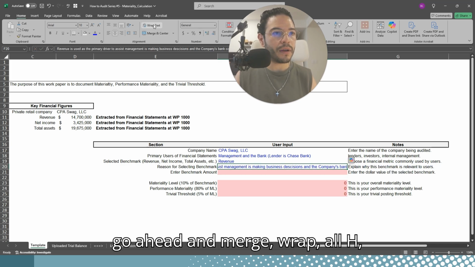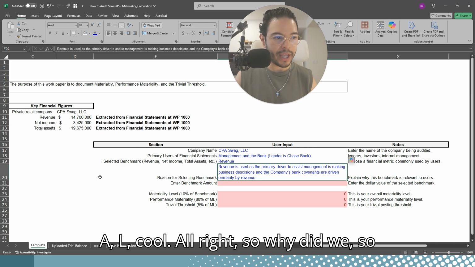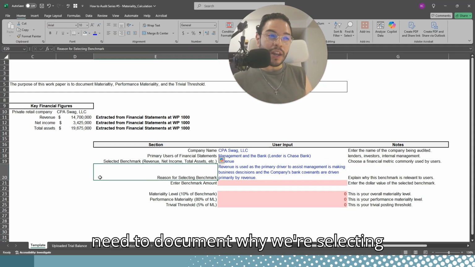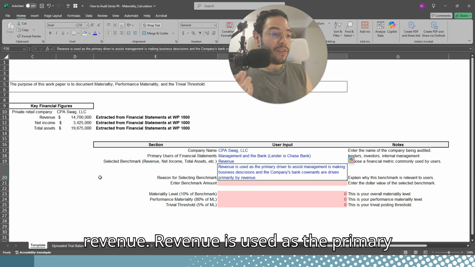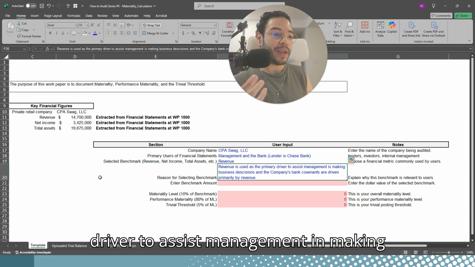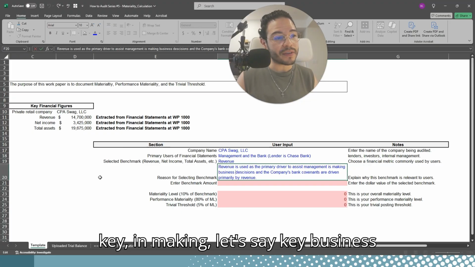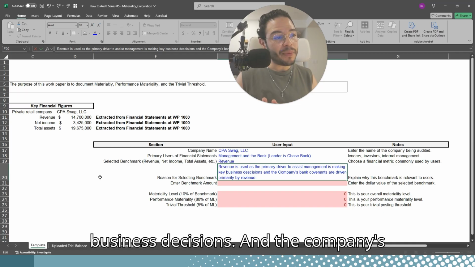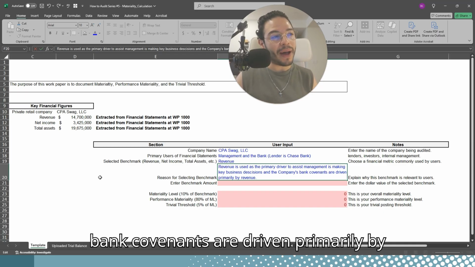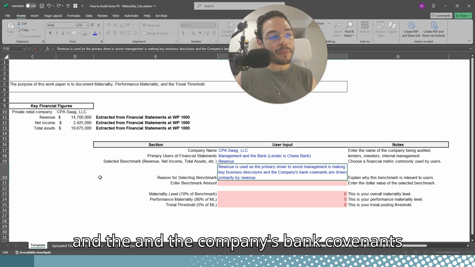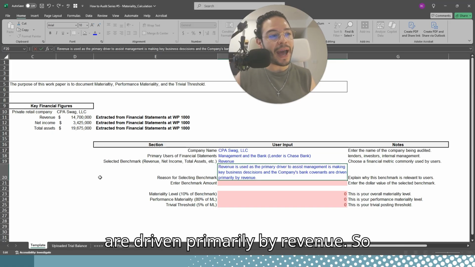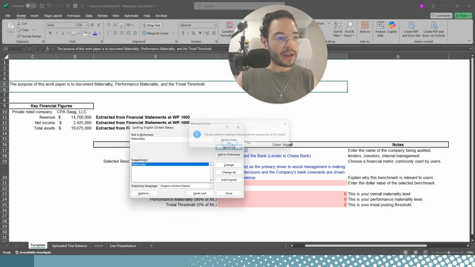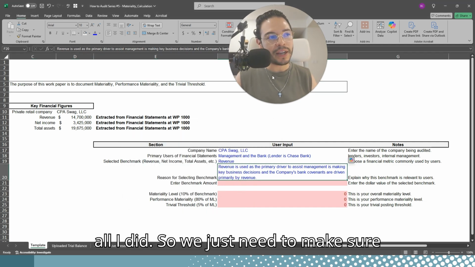All right, let's go ahead and merge and wrap, Alt-H-A-L, cool. So even though we selected revenue, we need to document why we're selecting revenue. Revenue is used as the primary driver to assist management in making key business decisions, and the company's bank covenants are driven primarily by revenue. So that's it, and it's as simple as that. Let's maybe spell check that, F7, that's all I did.